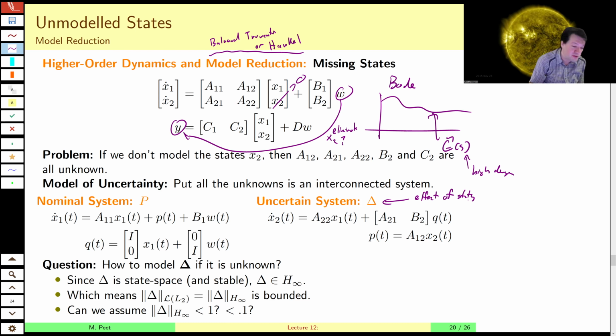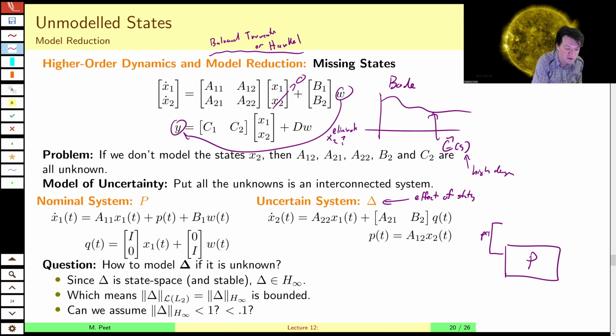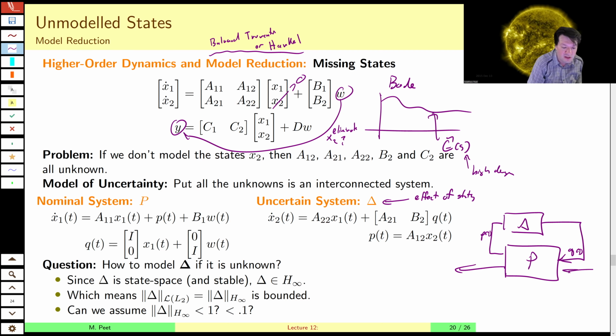The answer is, of course, we put it in the LFT. We put it in the delta, right? We have a smaller nominal system, P, which has an output signal p of t, which goes into our delta and which gets fed back through q of t. So we have an equivalent representation of the system. This is a smaller system. The entire system is the same, but the nominal part is smaller because it only has the states x1 in it. So how do we construct this equivalent representation?